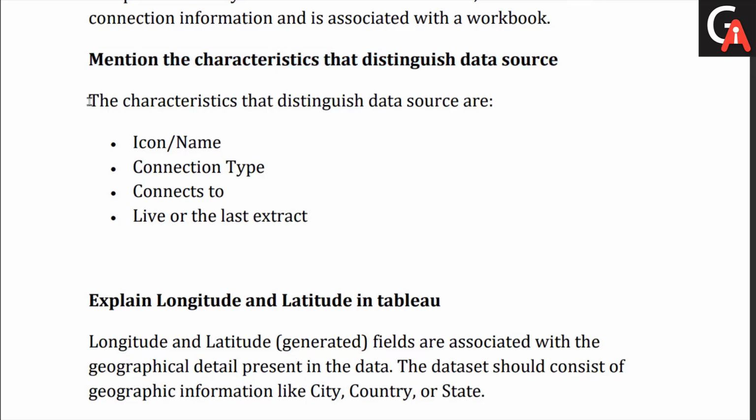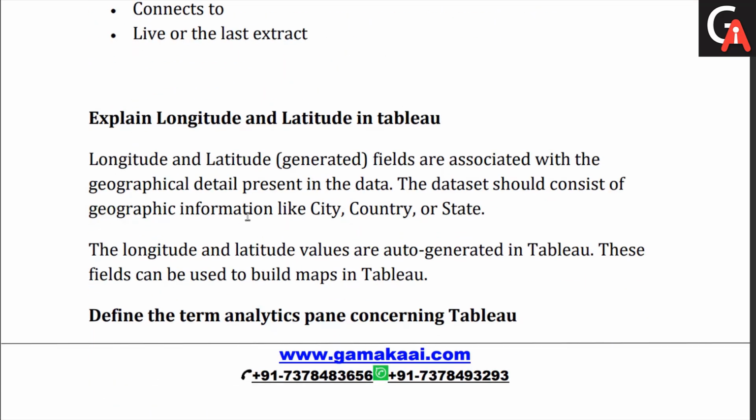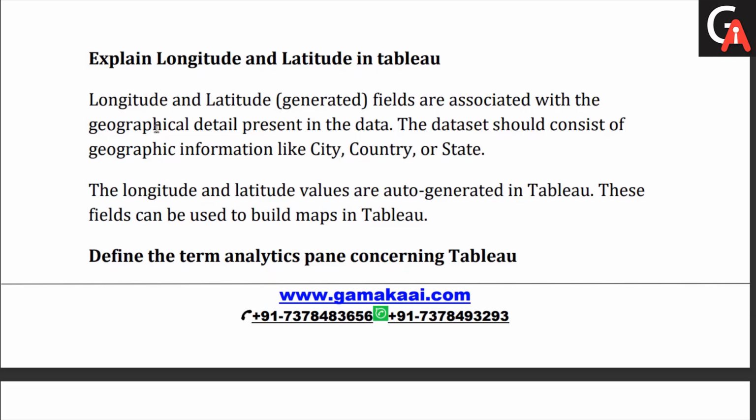Okay, the characteristics that distinguish data sources are icon and name, connection type, connect to, and live or last extract. Those are some of the characteristics from where we can distinguish between the data sources. Clear? Next question we have: explain latitude and longitude in Tableau.